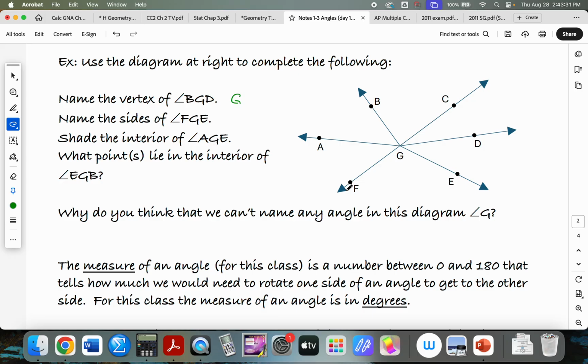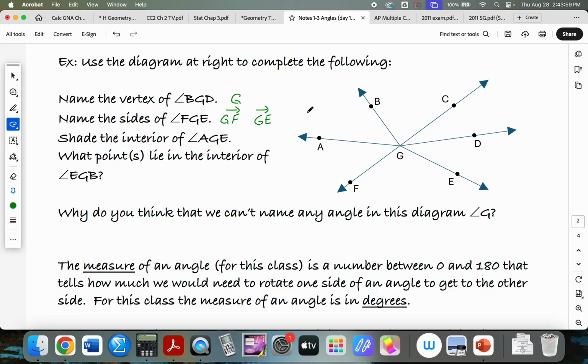Yes. Max, you go ahead. GF and GE. And what are GF and GE? What kinds of things are they? Rays. Yes, they are rays. Very nice. Ray GF and Ray GE. Make sure that you put the arrow over it to show that it's a ray.